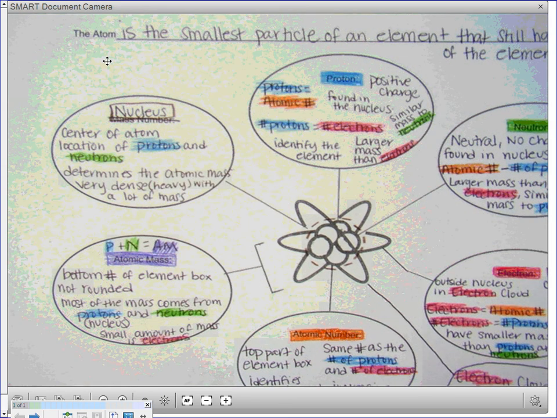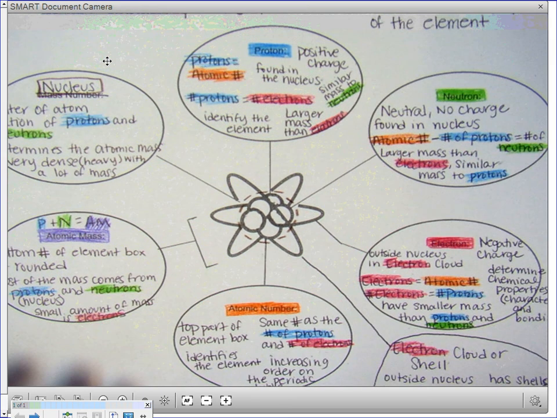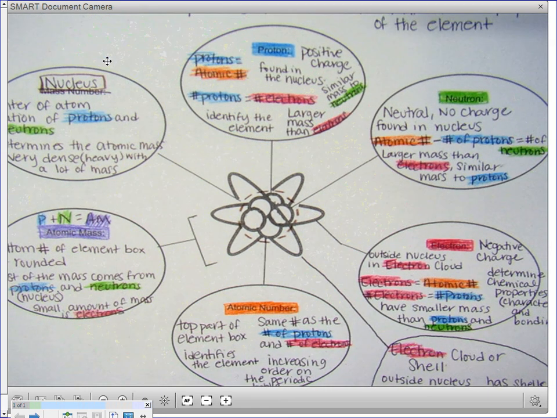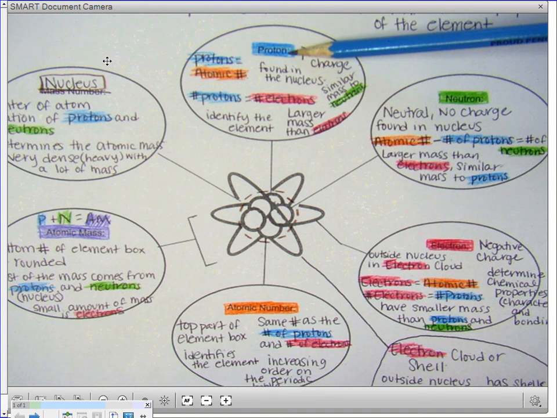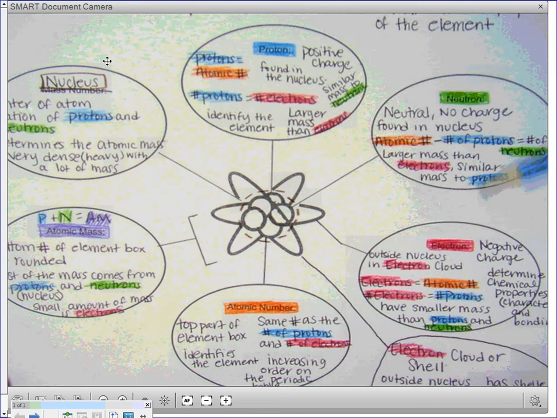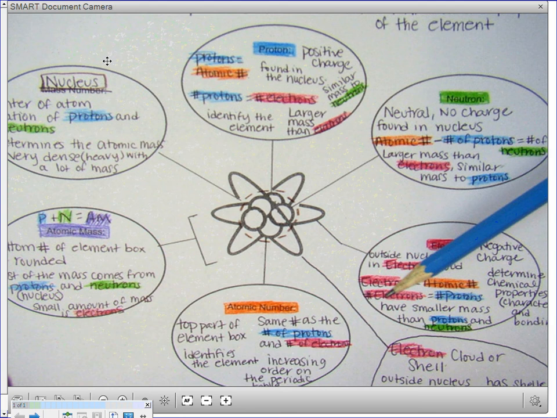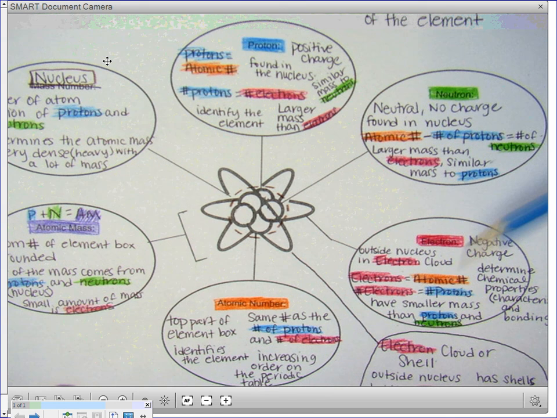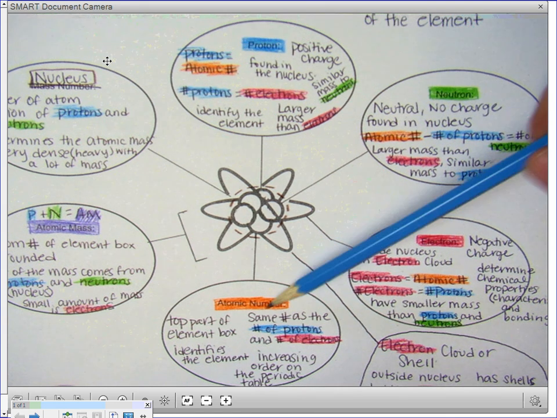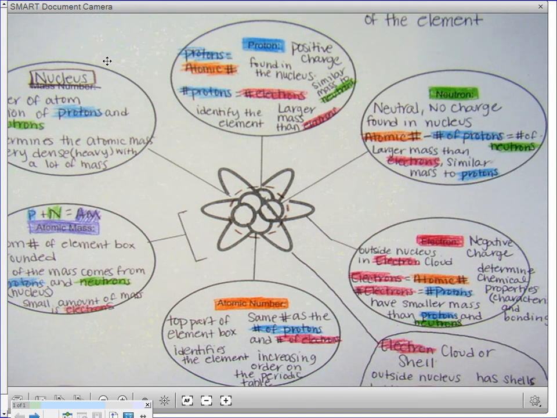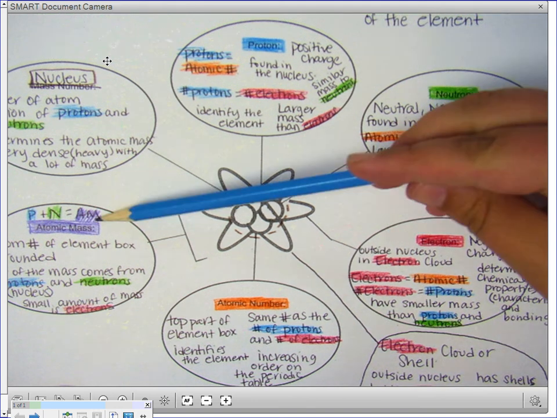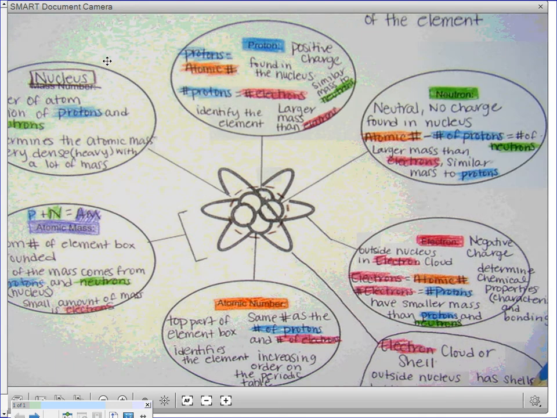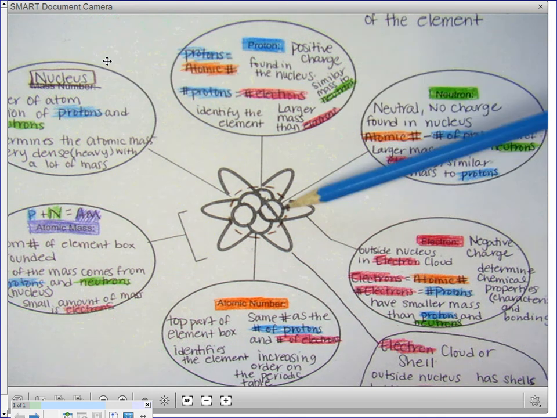Now if you look at my paper, of course I have a bunch of colors on there. But what I did was I kind of color-coded everything. So anytime I talk about protons, I'm going to color it blue. That's where all the blue is. Anytime I talk about neutrons, I'm going to color it green. Anytime I talk about electrons, they're going to be red. Anytime I talk about atomic numbers, it's going to be orange. Atomic mass is purple, so I need to go back and color this one. And then nucleus is brown.